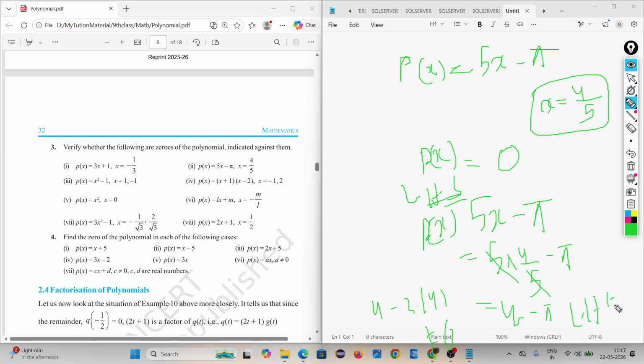LHS does not equal RHS. So x equal to 4 upon 5 is not a zero. It is not a zero of the polynomial.